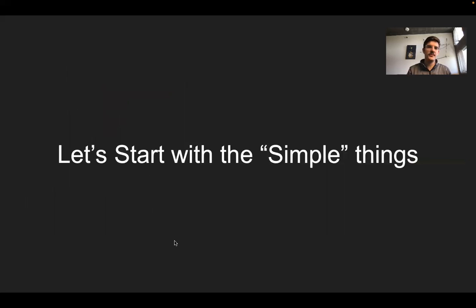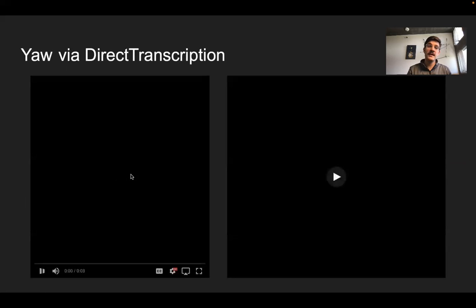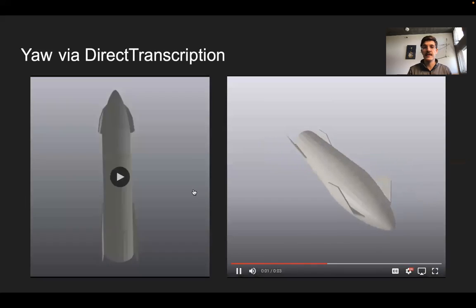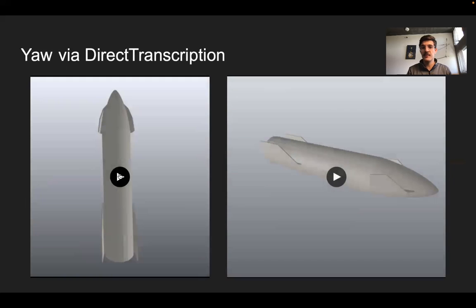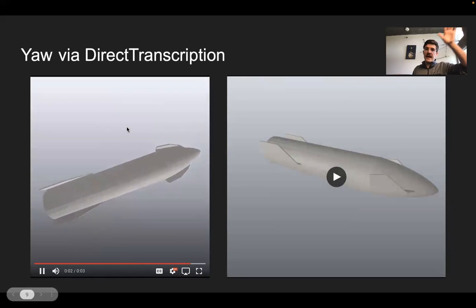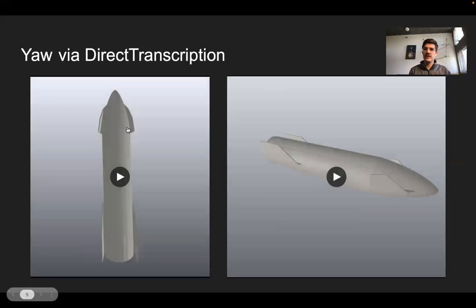So, let's start with some simple things. We can use direct transcription to do things like yawing. On the left-hand side, there is a top view where Starship is basically pushing the diagonal flaps to move air. This is not exactly how we as skydivers turn, but Starship can turn like that.